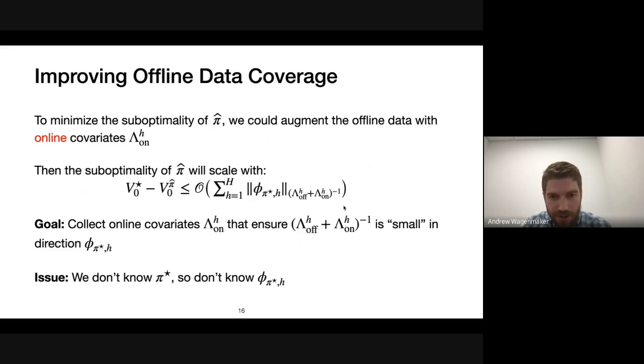If we want to achieve this, this is maybe sufficient, but we don't actually know pi star, and so we also don't know phi pi star of h. Essentially, we don't know what direction we should be exploring in. So we want to collect online data that gives us coverage in the direction pi star, but A, we don't know what direction that is, and B, we don't even know how to go out and collect data in that direction. While this is a reasonable objective, it's unclear how you actually satisfy it. I think the offline RL literature gets around this because it never actually goes out and collects anything.